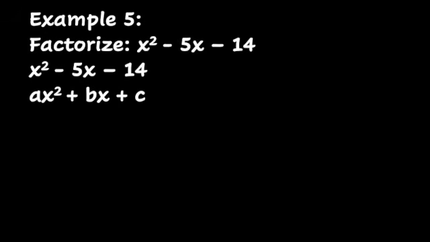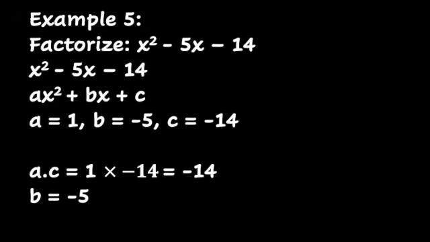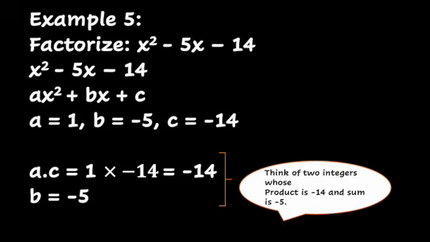In our next example, we need to factorize x squared minus 5x minus 14. Again, we compare it to the polynomial ax squared plus bx plus c, and we realize a is equal to 1, b is minus 5 and c is minus 14. Again, we find the product of a and c, which is minus 14, and b is minus 5 here. So next thing would be to think of two integers whose product is minus 14 and sum is minus 5.